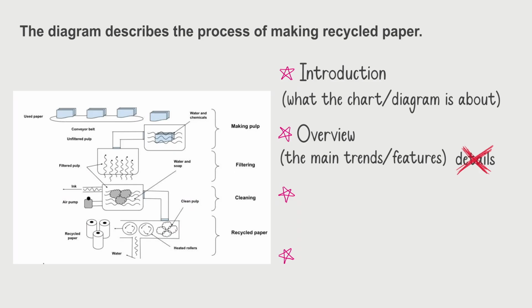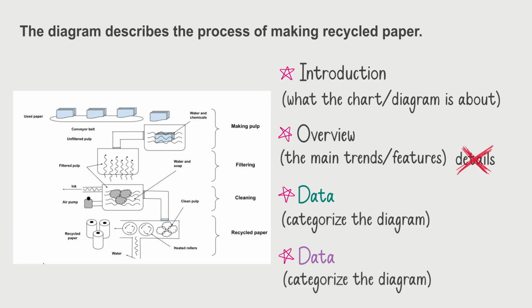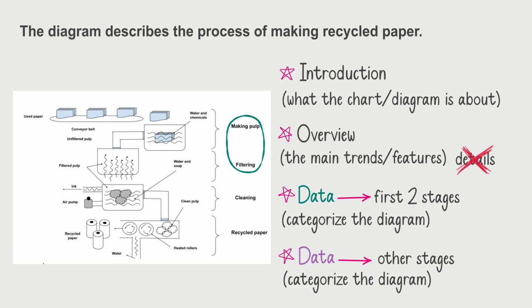Now, our 3rd and 4th paragraphs will be about our data. What we are going to do here is to categorize this diagram into 2. In paragraph 3, we can write about the first 2 stages, right? And in paragraph 4, we should write about the 2 other stages that we have here. So making pulp and filtering should be analyzed in paragraph 3, and cleaning and recycled paper should be analyzed in paragraph 4. This is what we basically do in categorizing our data here, and the stages, of course.